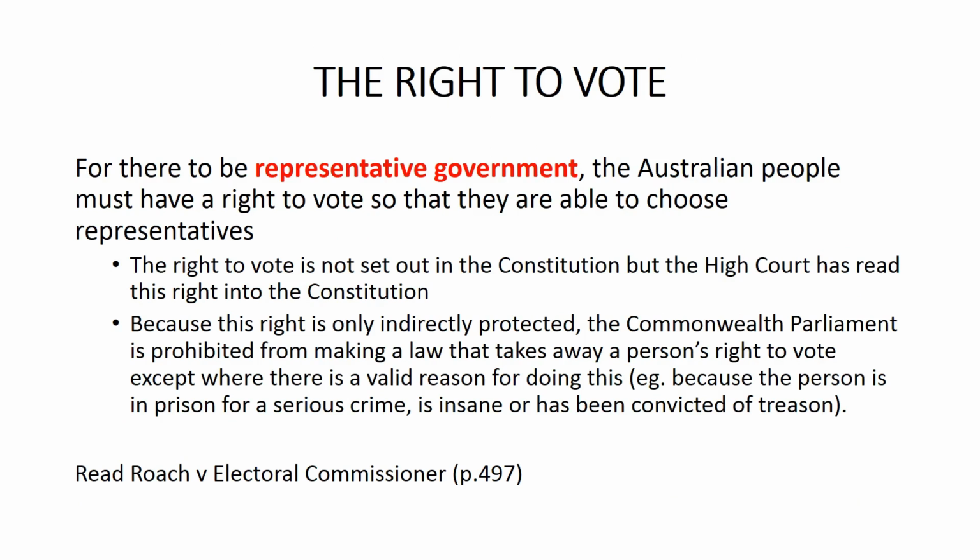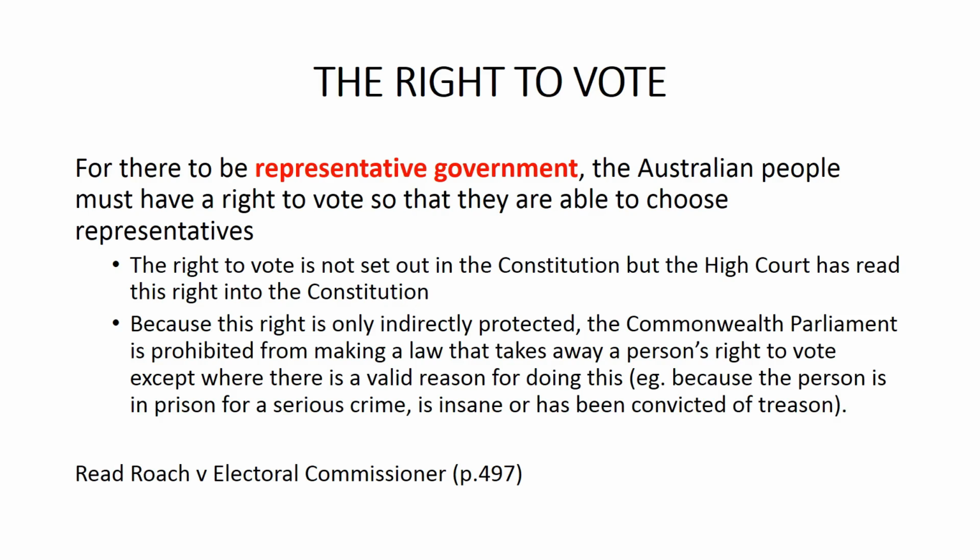Turning first to the right to vote, the High Court has held that for there to be representative government, which is a requirement of our Constitution, the Australian people must have a right to vote. And this makes sense because the whole basis of representative government is that the people choose their representatives. The way they choose their representatives is through voting. So therefore, the High Court has read into the Constitution that the Australian people must have a right to vote.